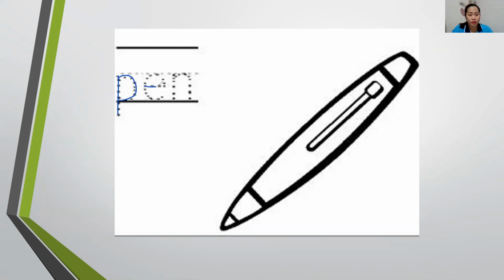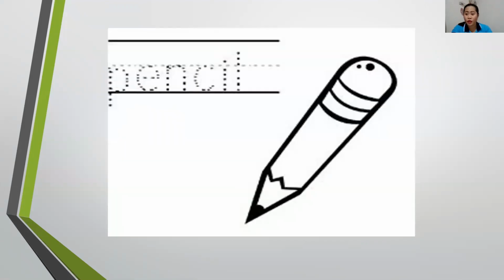Follow the letter. Writing the letter. P-E-N, pen. Good job. Excellent. Can you follow? And then the next one is, who can guess? It's a pencil. Okay, it is a pencil.